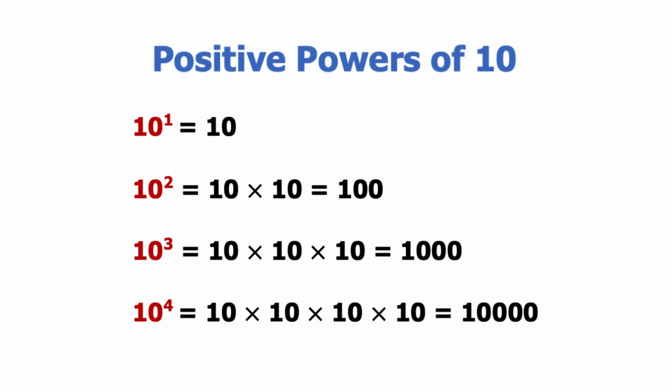Before we get into multiplying, let's quickly recap what powers of 10 are. Powers of 10 are simply 10 multiplied by itself a certain number of times. For example, 10 to the power of 2 means 10 is multiplied 2 times, that is 10 into 10. 10 to the power of 3 is 10 multiplied 3 times to itself, so the numbers 10, 100, 1000 are all examples of positive powers of 10.